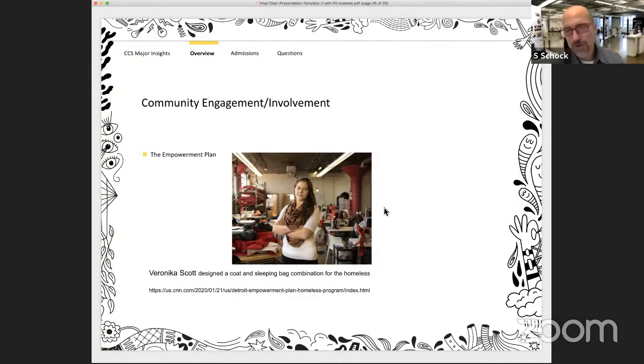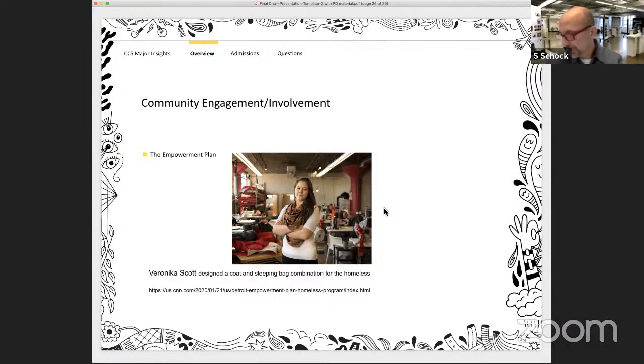And it evolved from a coat into a sleeping bag, a coat that transforms into a sleeping bag to protect the homeless population in the winter months when they're living outside. And this became an obsession for her, and she actually started making these coats and was able to get some space in a local shelter and start designing the coats.